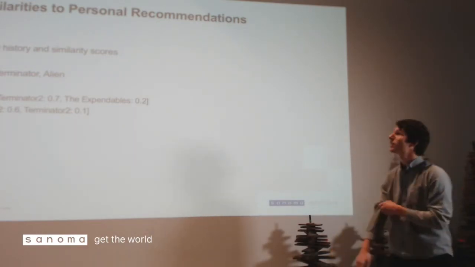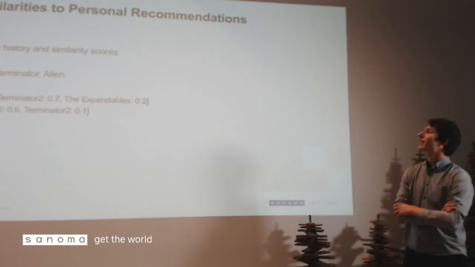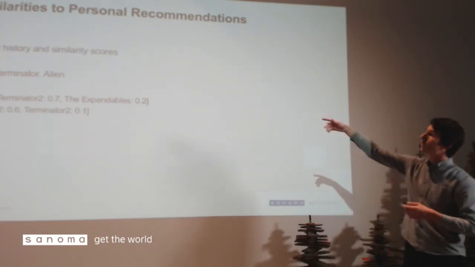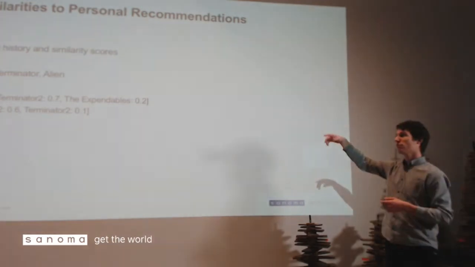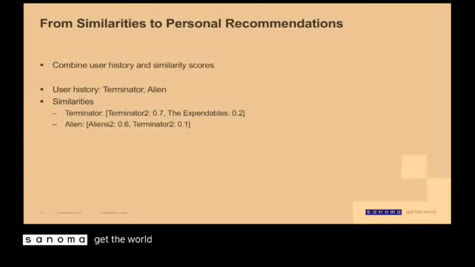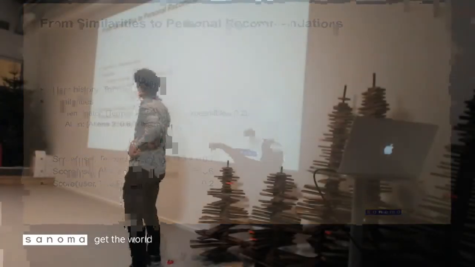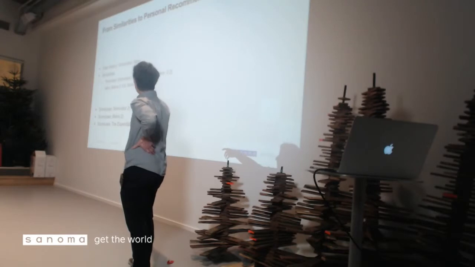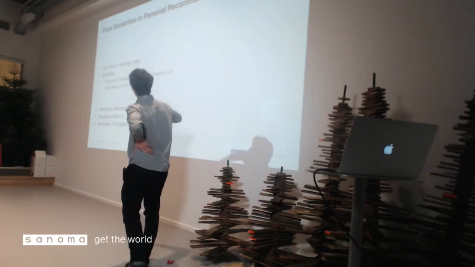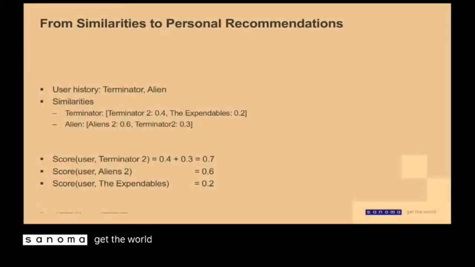So I'm going to try to explain that in 60 seconds, I think. So imagine we have a user with two movies, Terminator and Alien, and we also have these similarity measures, like we just calculated. What we can now do is look at the history of this user, find the corresponding similarity measures for all the movies in the history, and we can see, okay, for this user we recommend Terminator 2 with a score of 0.7, and we recommend Aliens as well.